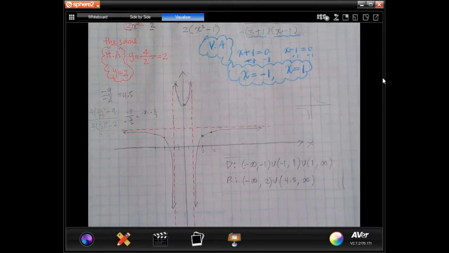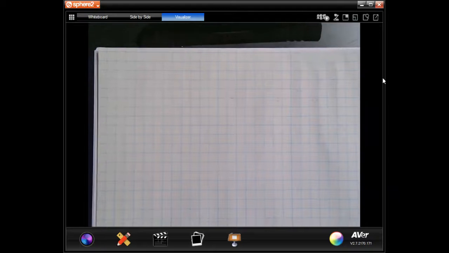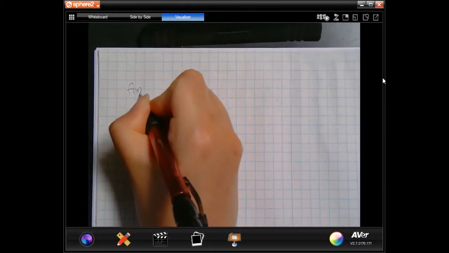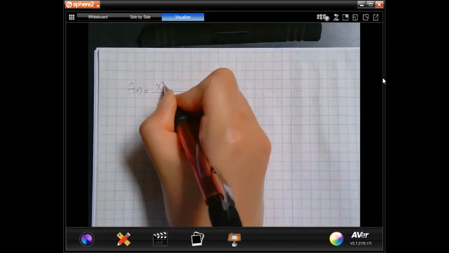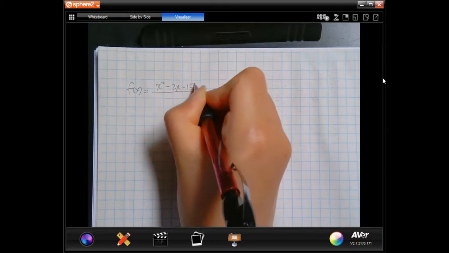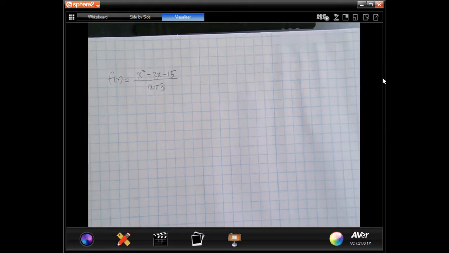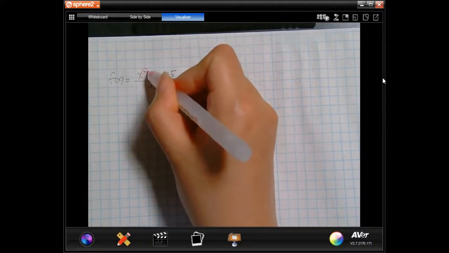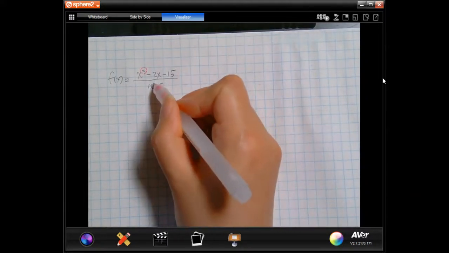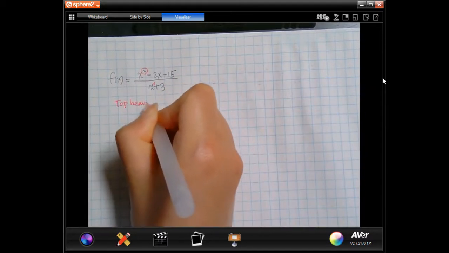Oh, here's a good example. So, top heavy. This is f of x equals, the top degree is 2, x squared minus 2x minus 15, and the denominator is x plus 3. So you can see the degree on top is 2. Then the highest degree on the bottom is what? 1. So this is top heavy.